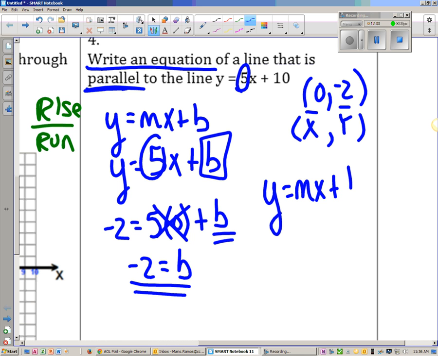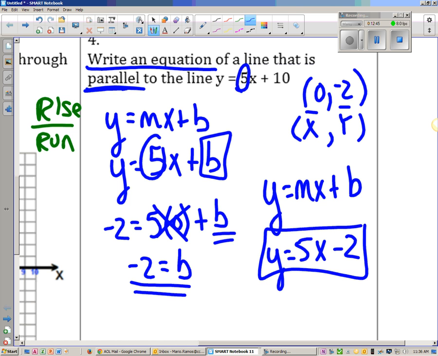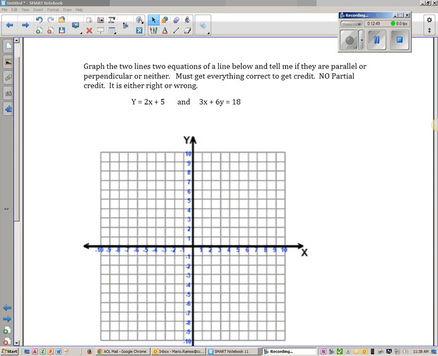Okay, so with that being said, we're going to go ahead and plug in our values, which is y is equal to 5x minus 2. And that was the equation that we were looking for. All right, final question. Graph the 2 lines below and tell me if they are parallel or perpendicular or neither.